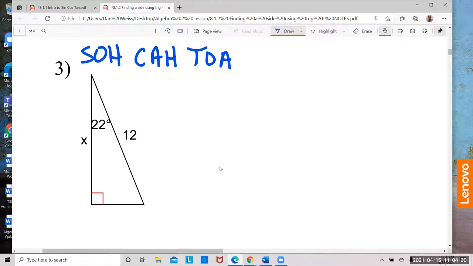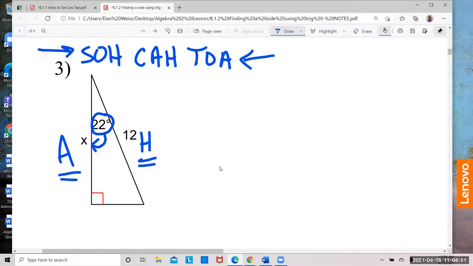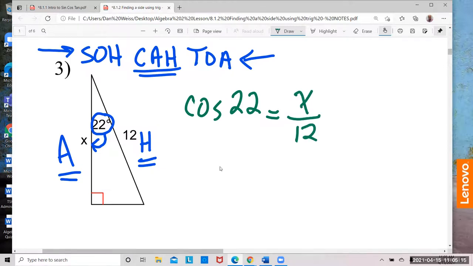Okay. Now, here's 22 degrees. What's x? Opposite, adjacent, or hypotenuse? Adjacent? Yes. And 12 is what? Hypotenuse. Very good. So now we have A, H. So which of these three are we going to use? The middle one. The middle one. Right? Which means we're going to use cosine. Cosine 22, because it's always sine, cosine, or tan of the angle, equals adjacent over hypotenuse, x over 12. Does that make sense? Yeah.